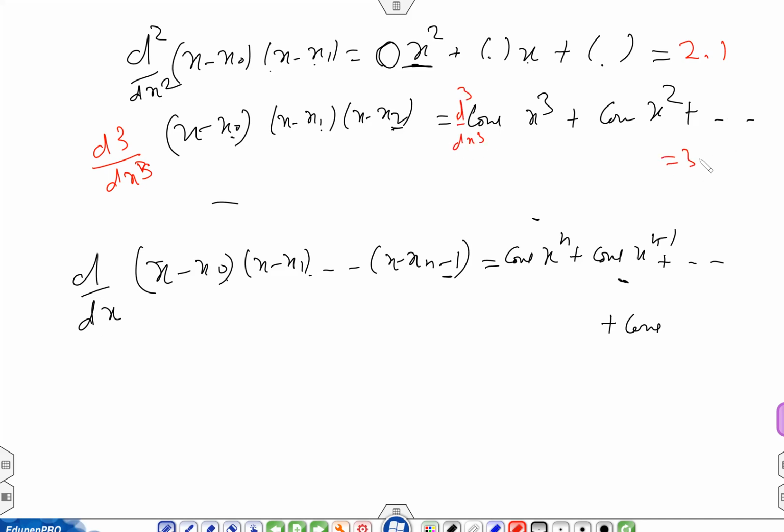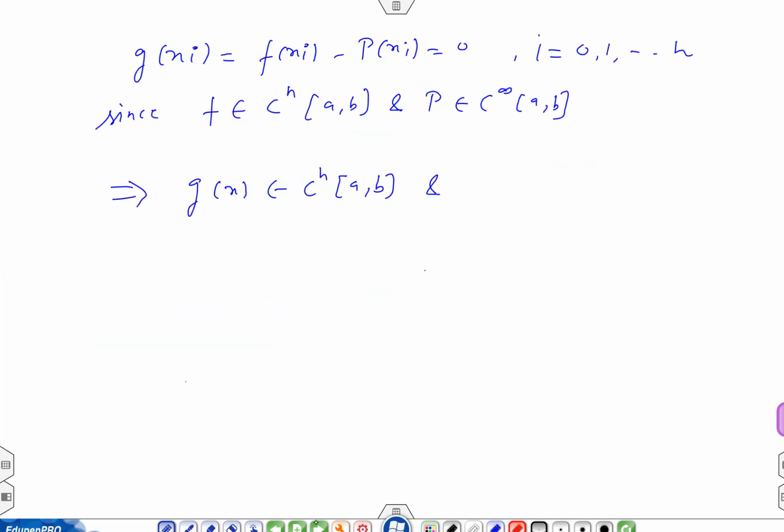It is coming out to be 3 into 2 into 1, factorial 3. If we are differentiating it n times, it is coming out to be factorial n, because the smaller terms will cancel out. n minus 1, x raised to power n minus 1, when differentiated n times, will become 0. So you are getting factorial n. Now we are going to use this term. Any confusion?